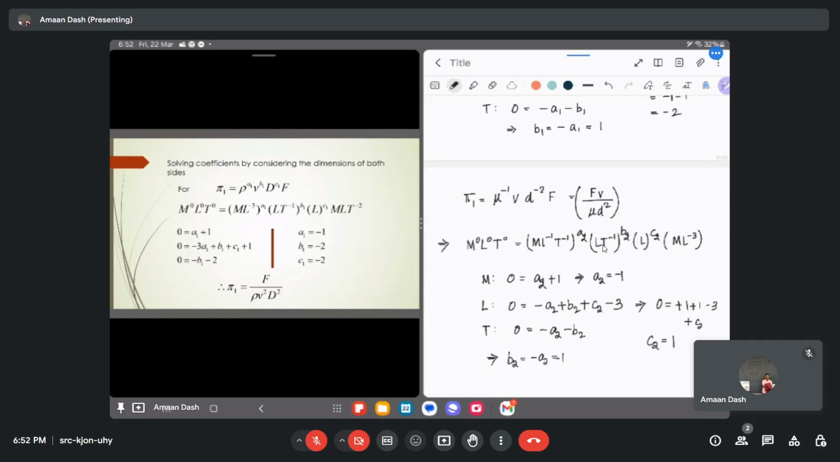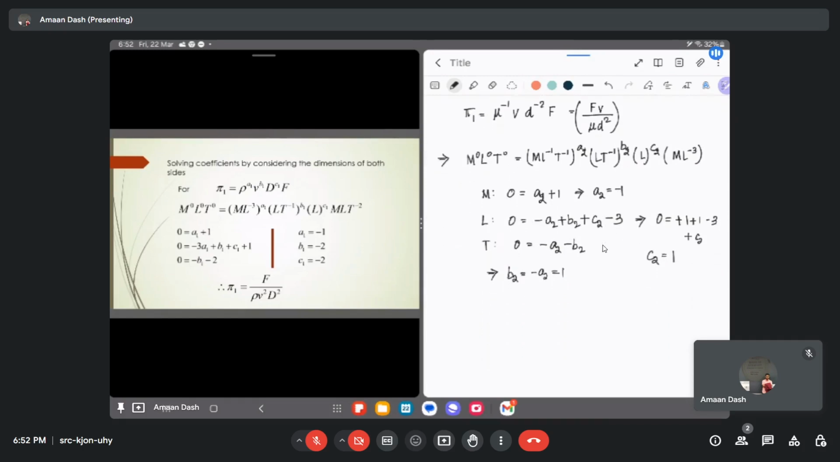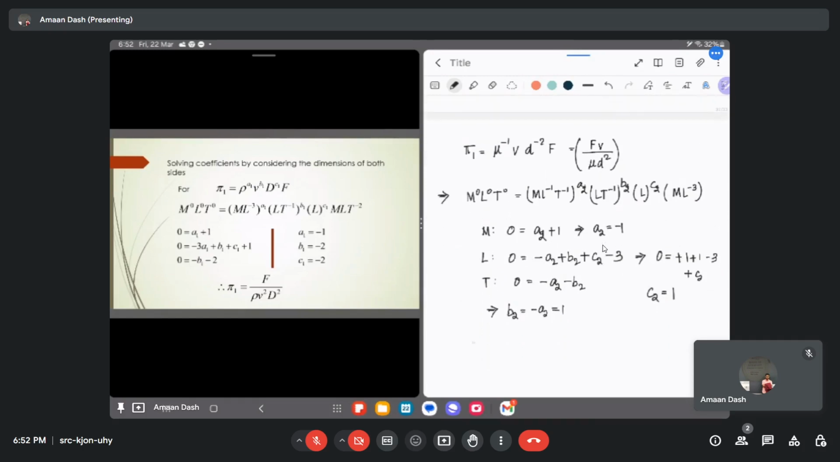Okay. So we can write pi 2 is equal to mu to the power of minus 1, v to the power of 1. I can just write v, and d to the power of c2 is 1. So here we have 1, and then we have rho. So this is pi 2.